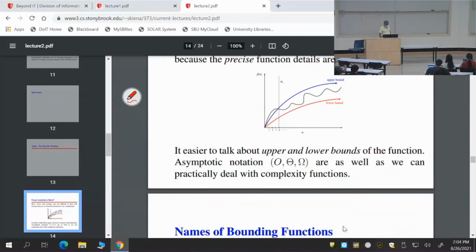When we talk about the big O, the big theta, and the big omega function, we're going to be talking about as tight as we can practically deal with the time complexity functions. Any questions?